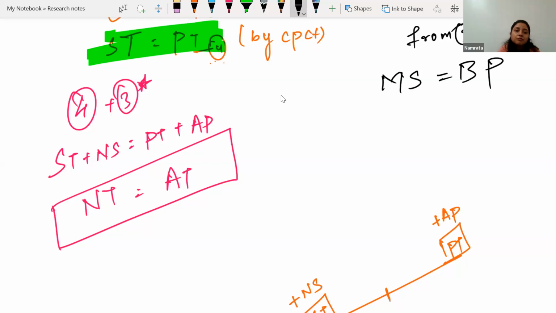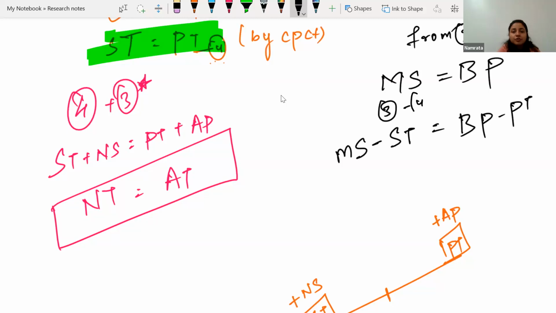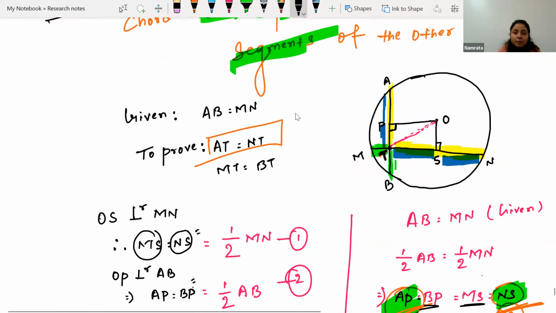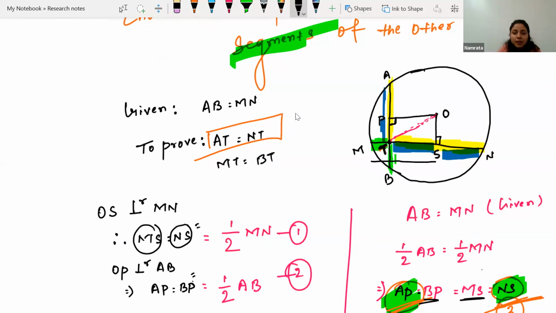We are having equation number 4 as ST is equal to PT. So I would say MS minus ST is equal to BP minus PT. We are subtracting equation number 4 from equation number 3. Let's get back to the figure and let's see what is MS minus ST. Can you see, MS means this total, minus ST means this part is not there. That means empty only. Can I write empty? MS minus ST is empty. Can I write? Yes, ma'am. Let's write it.